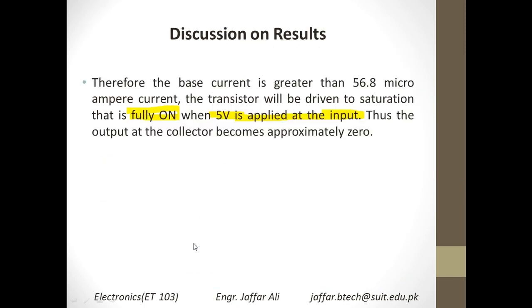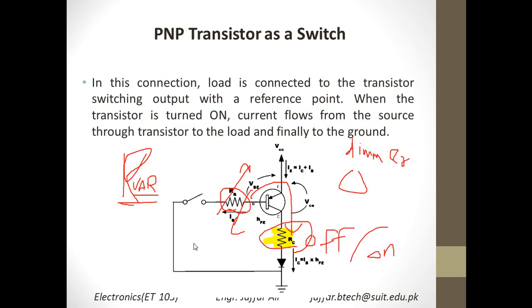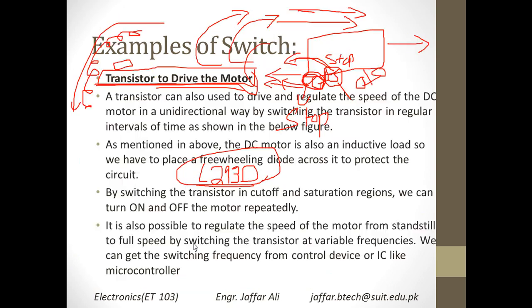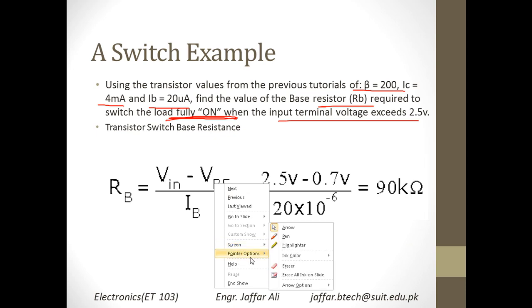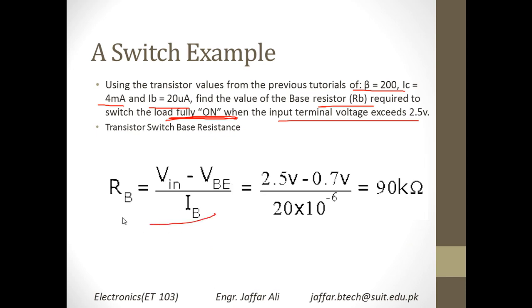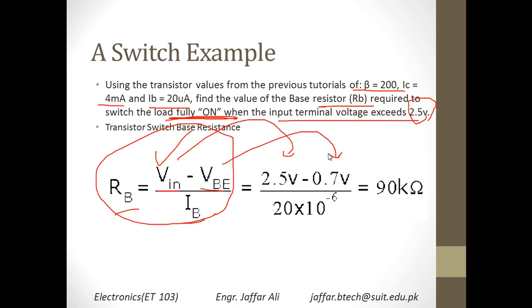We have just used a simple KVL formula, let me show you. This is the KVL formula. You have just applied KVL over here, and from there you can find the value of RB. RB is equal to (Vin minus VB) divided by IB, and Vin is given to you, that it should not exceed 2.5. So we have put the value of Vin as 2.5, and VB is basically 0.7 by default, and IB is given to you, and that is 20 microampere.